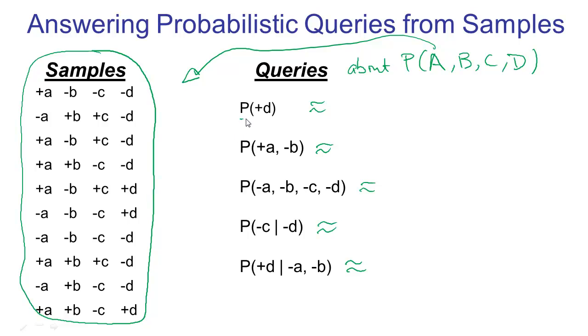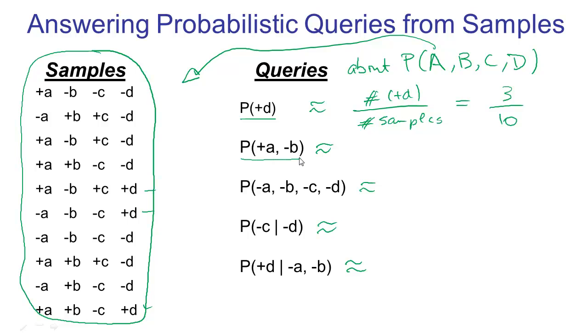Now let's see how we answer a particular query. What's the probability of plus d? Based on these samples, we're going to estimate that as the number of times we saw plus d divided by the number of samples. Number of times we have plus d is 1, 2, 3 times. The total number of samples is 10, so it's estimated as 3 over 10.